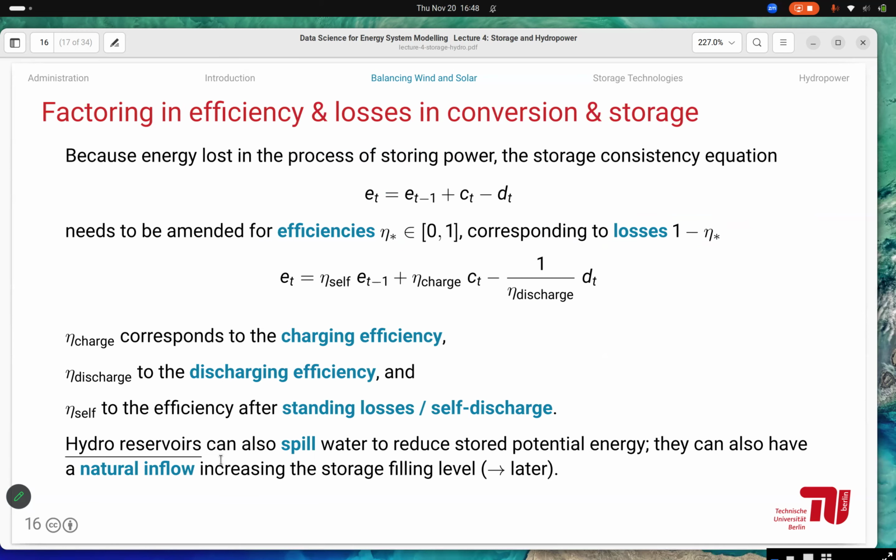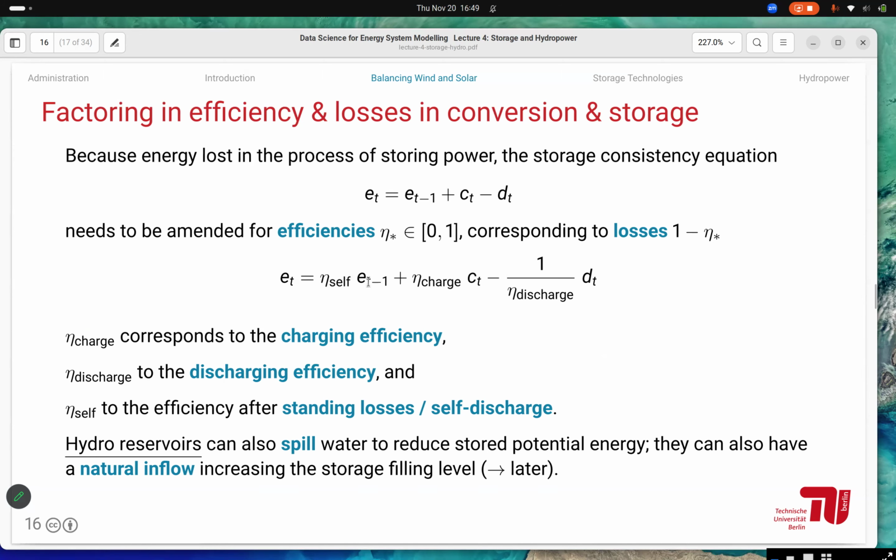But something that we've left out so far is the conversion efficiencies in storage. There are basically three conceptual efficiencies. You may have some efficiency loss from charging the storage, some efficiency loss from discharging the storage, and maybe also something like a self-discharge. These can be added into this energy continuity equation, sometimes also called the storage consistency equation.